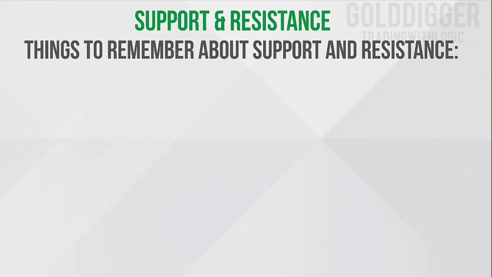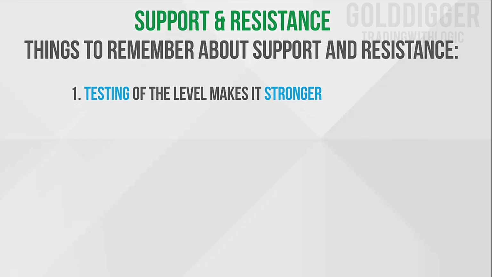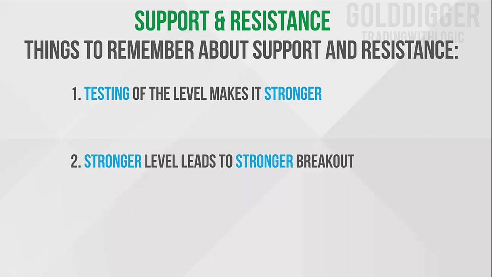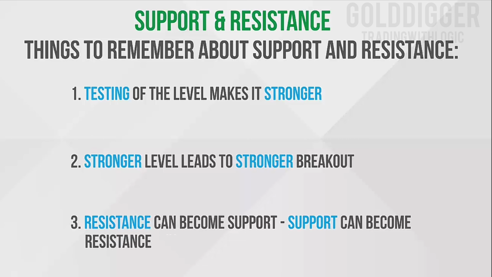Things to remember about support and resistance. When a price tests a level of support or resistance often, it's making the resistance or support stronger. The strength of a support or resistance break depends on how strong the support or resistance had been before it was broken. When a price rises through resistance, that resistance could possibly become support later on.